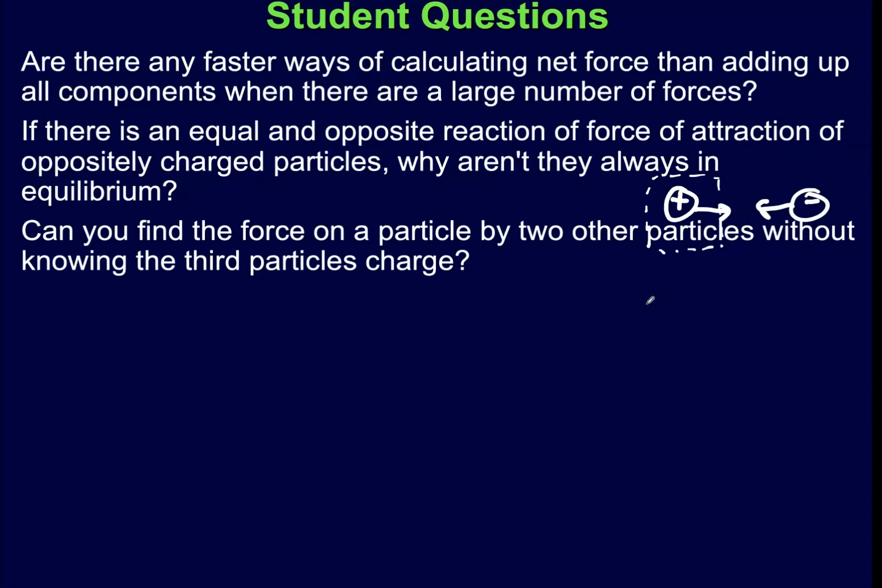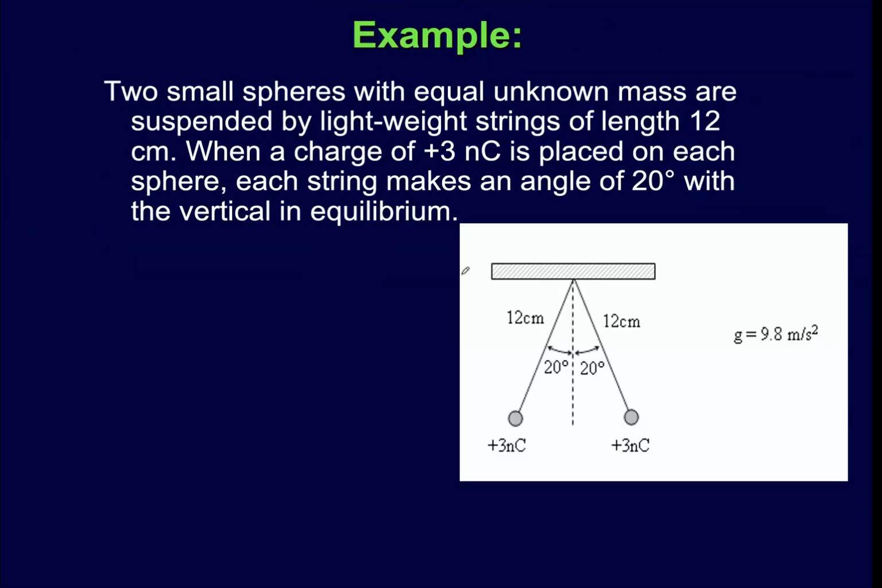And then, can you find the force on a particle by two other particles without knowing the third particle's charge? You cannot. There's the example we looked at on that x-axis where we knew where to put the charge independent of its charge, where the forces would cancel out. That's kind of a special case, where we knew it would be 0 at that one point. But in general, you need to know the third particle's charge. All right, and here's another example.